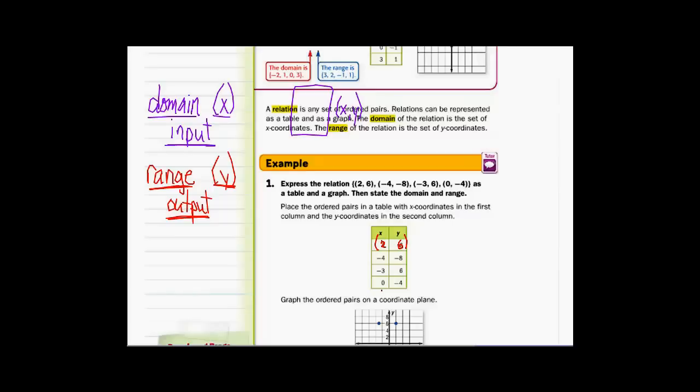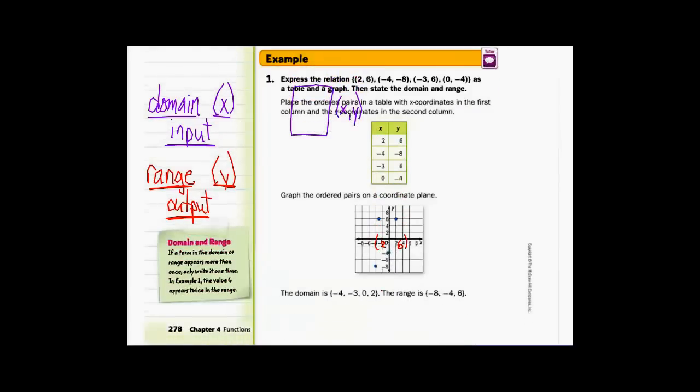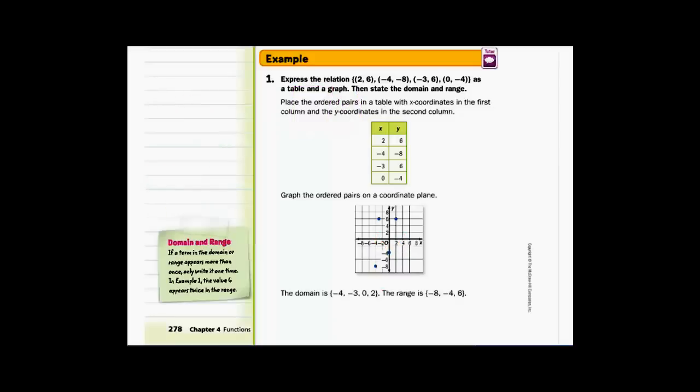When they say represent it as a graph, it simply means graph those points. So graph 2, 6, graph negative 4, negative 8, graph negative 3, 6, and graph 0, negative 4. So just put it as a graph. Now, here's the part that I want you to pay close attention to. It wants you to actually list out the domain. You can either write the word or you can put a capital D. That's fine with me. And it wants you to list them as a set of numbers, which means it wants you to put them in a brace. That does not mean that you put them in parentheses. When you designate a set of numbers, you do put them in a brace.